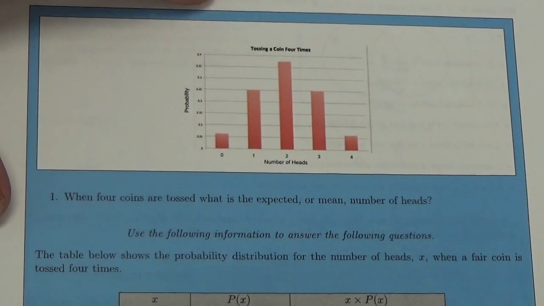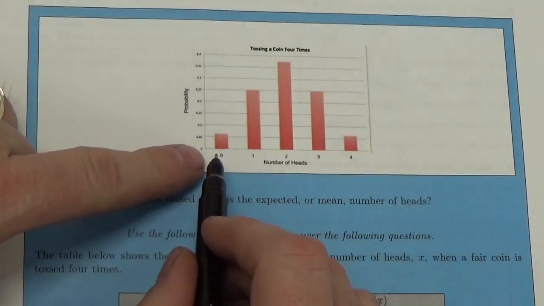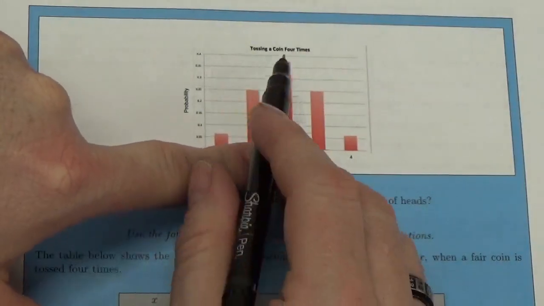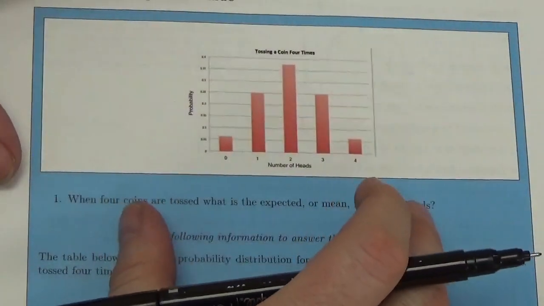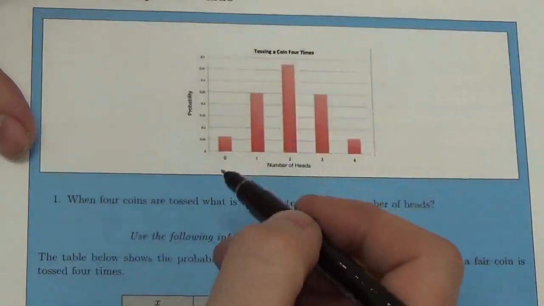Okay, so what we've got up above here is the probability. So the probability of getting 0 heads, you see it right here, getting 1 head is up here, 2 heads, 3 heads, and 4 heads. Now, later on in the course we're going to talk a little bit more about getting these probabilities.